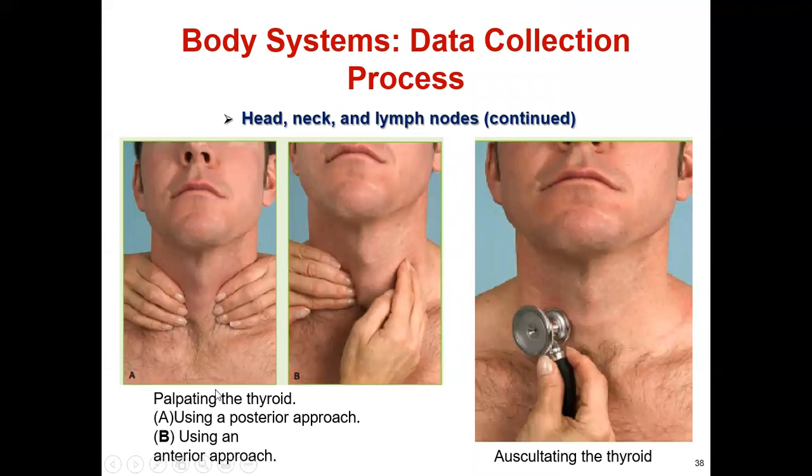So here, palpating the thyroid using the posterior approach, picture number one. Picture two, using the anterior approach. As I told you, usually it cannot be palpated. If the thyroid gland is enlarged because of a thyroid disorder, goiter, or hyperthyroidism, we put the stethoscope on it for a bruit. It is the pathology.